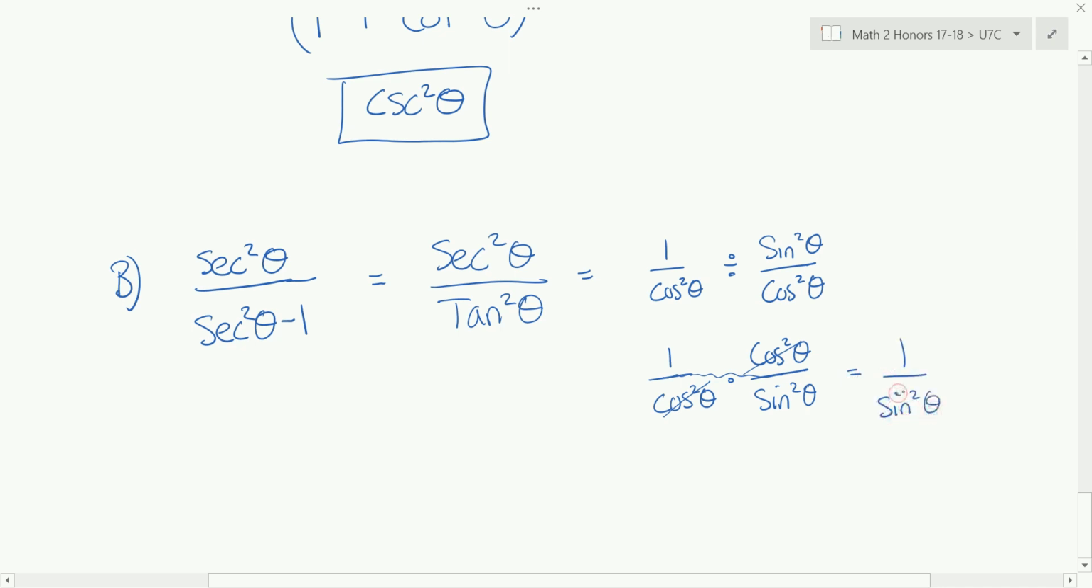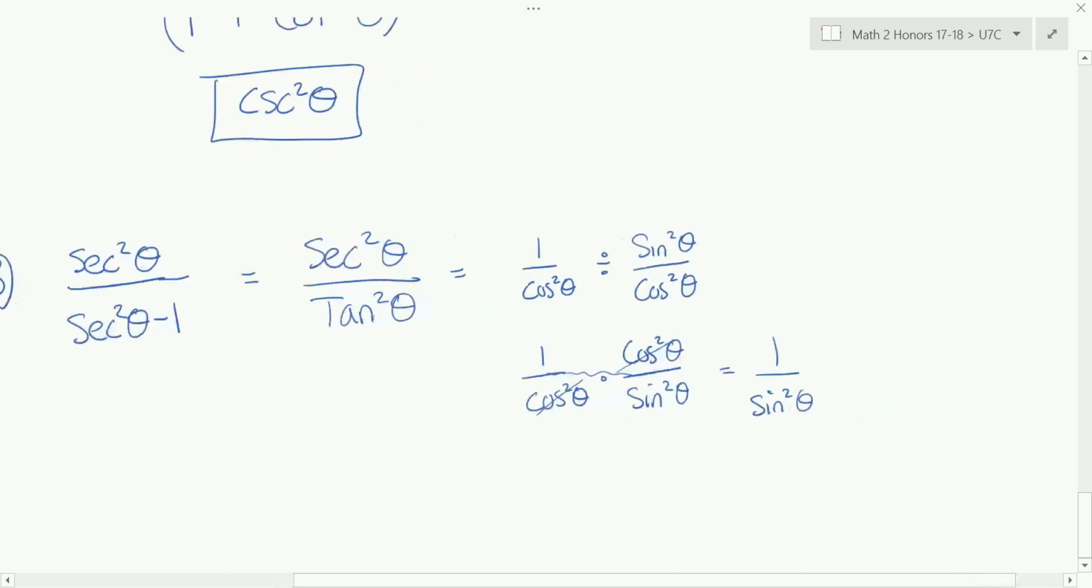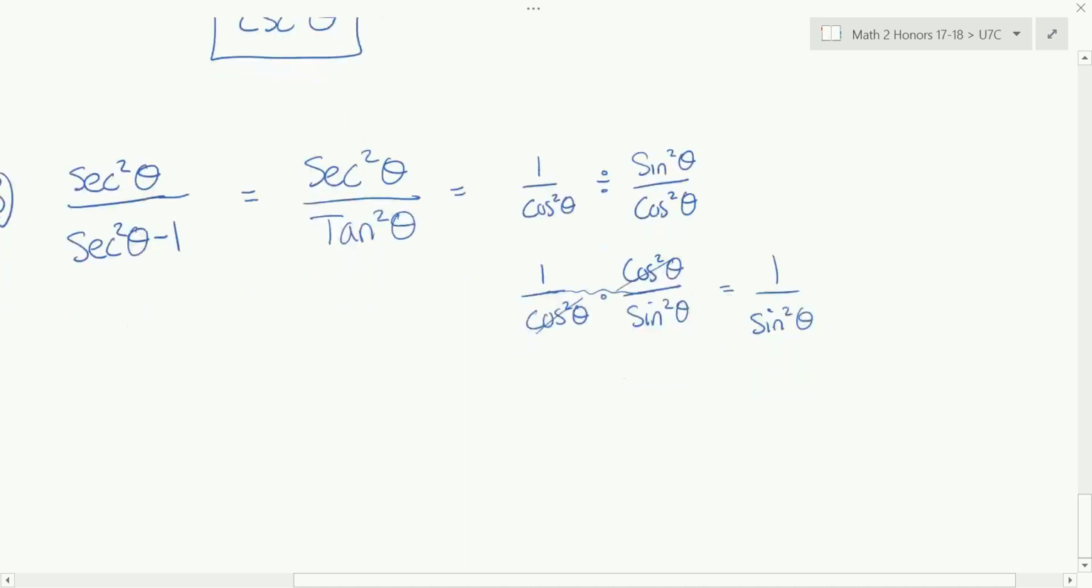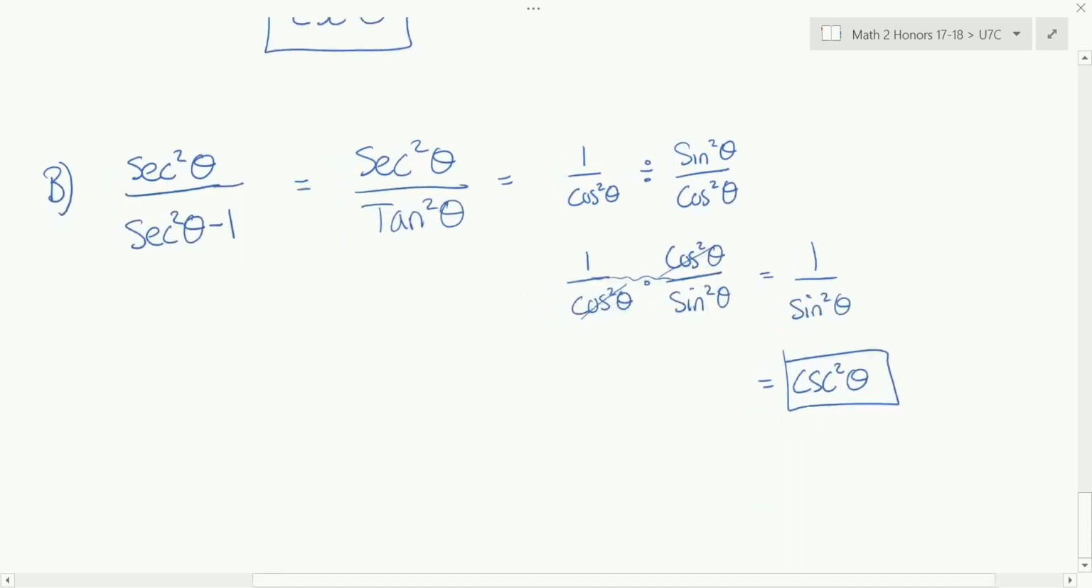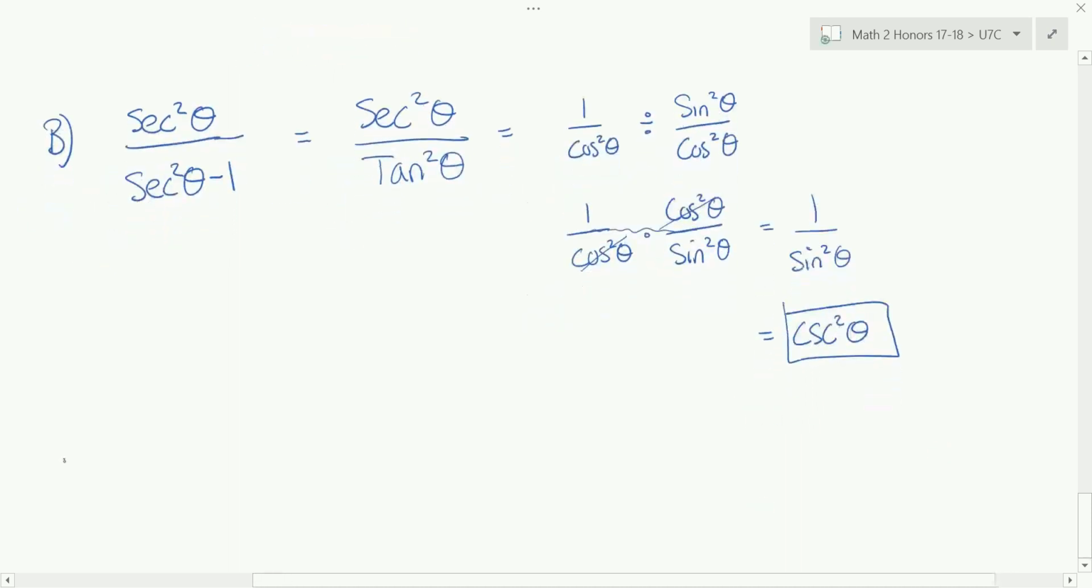And don't leave it that way. You don't want to leave it as 1 over a trig function because you have another representation for 1 over sine. What is it? The cosecant. So this is cosecant squared theta. Okay, another example.